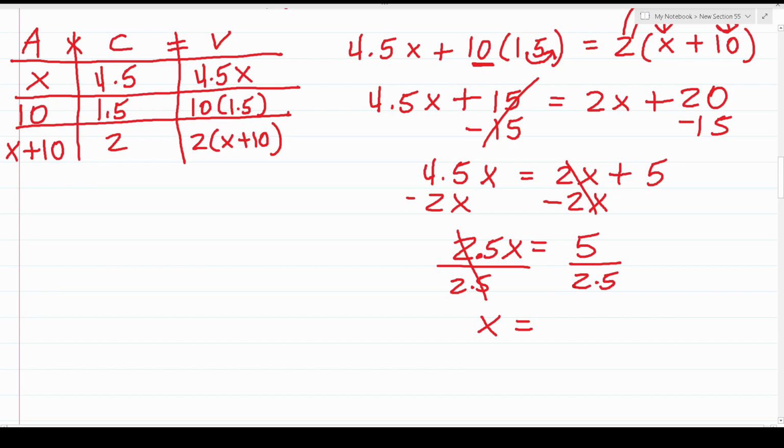Well, you should be able to do this one in your head as well. 2.5 times 2 would be 5. So x in this case is going to be 2. That said, I'll work this one off to the side just to show you what's going on here. Again, we can regard this as long division, so you can read this as 5 divided by 2.5.